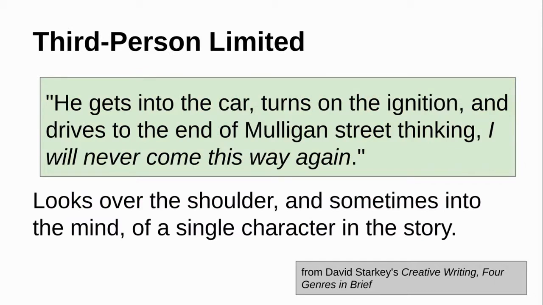Another popular choice in fiction is third person limited. For example, he gets into the car, turns on the ignition, and drives to the end of Mulligan Street thinking, I will never come this way again. So the third person limited looks over the shoulder and sometimes into the mind of a single character in the story, but it is limited. So it is only from that one character's point of view, or it's limited to that person's scope in the story. It wouldn't jump to other minds or other people in the story.